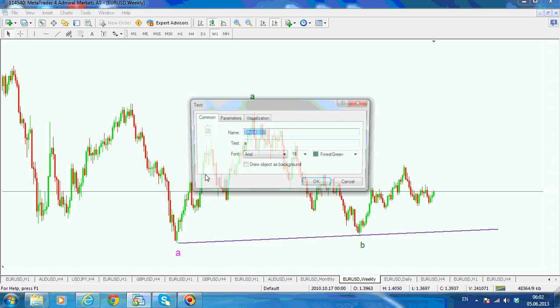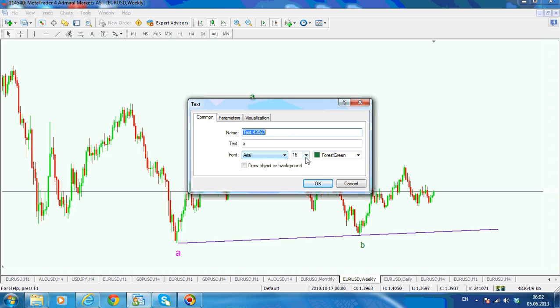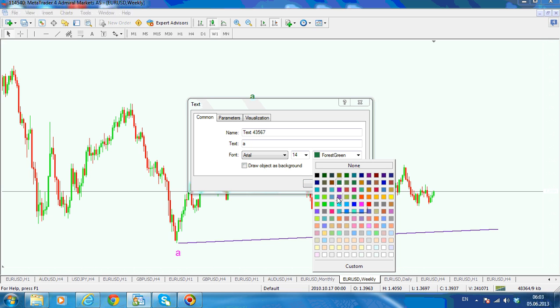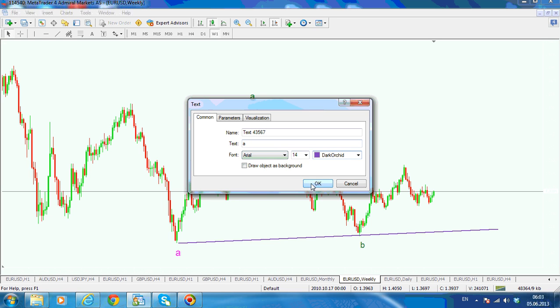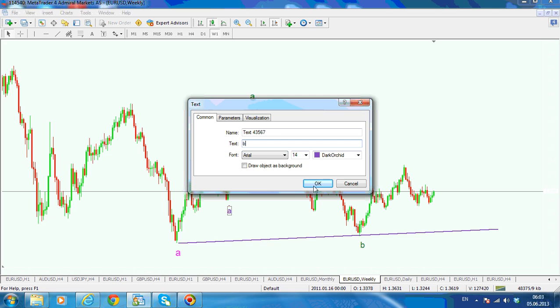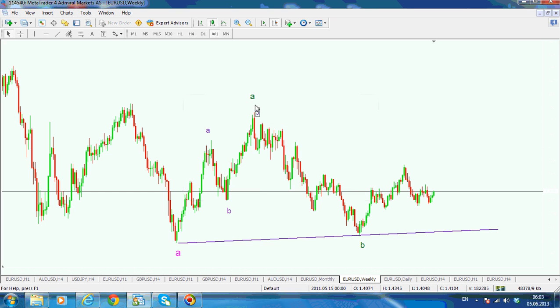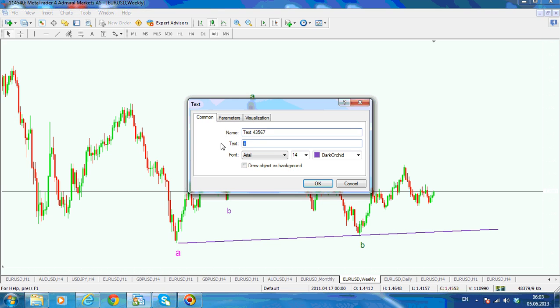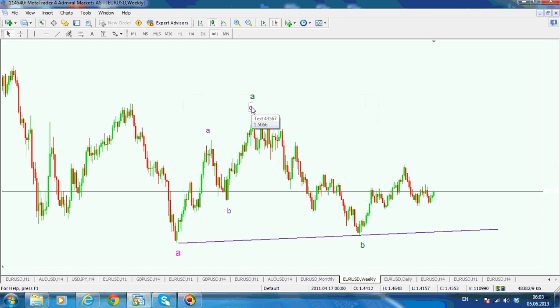Now, if this wave A has a font of size 16, and normally it should be made out of three waves of smaller degrees, so let's make it 14. Let's make another color, dark orange, and this would be an A of a smaller degree. So A, B, C, and this is another cycle when counting Elliott waves, like this A, B, C.